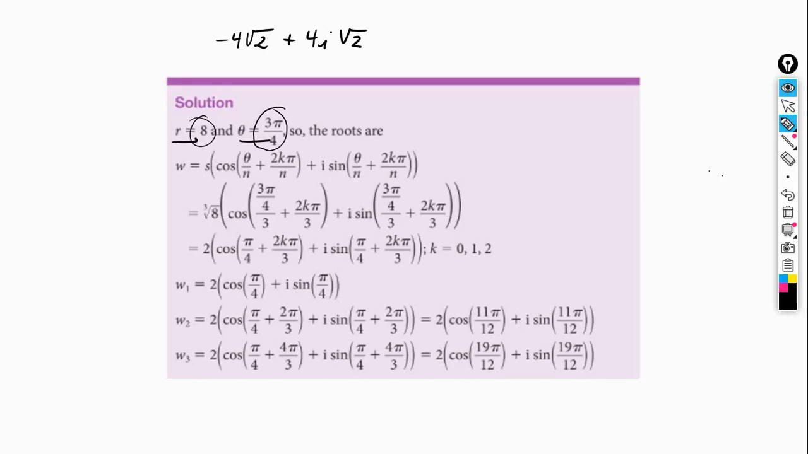We take the third root, or the cubic root, of 8 for the modulus, and then we have cosine of 3 pi fourths over 3 and the rest of it, right? So we end up with this expression, and now all we have to do is substitute k for the values starting from 0 to 2, because 2 is n minus 1. Then we substitute k for 0 and we get this for W1. For W2, we substitute k with 1 and we get this expression. And then for W3, we substitute k with 2 and we get this expression.